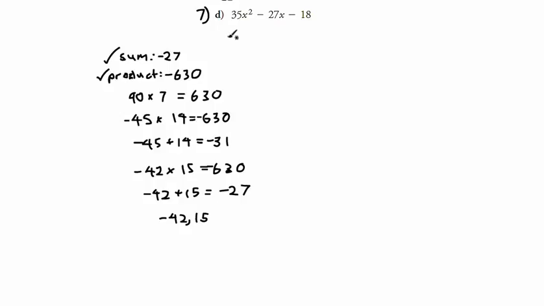Alright, based on this, we can now decompose the middle term. 35x squared, so minus 42x plus 15x minus 18. Good. Now we can factor out from the first two terms the 7x, and we're left with 5x minus 6, because 7 goes into minus 42 minus 6 times, and there's an x and an x, so there's no x variable left over.